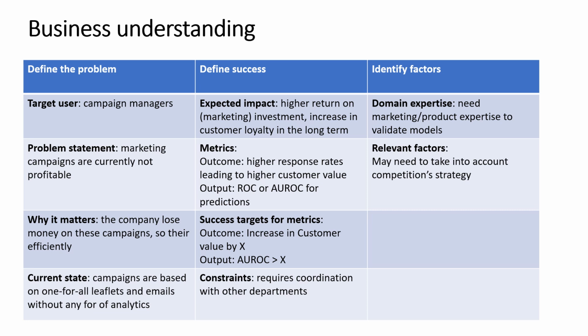Moving on to the metrics, the outcome metrics will be higher response rates, which will lead to higher customer value. In terms of output, it can be the ROC curve or area under the ROC for the predictions. For targets, we can always define certain targets. So if we want to achieve X% increase in customer value, for example, or a certain level for this. In terms of output metrics, we define a certain level for the area under the ROC curve. It will require coordination with other departments like pricing or legal as well, so there will be constraints.